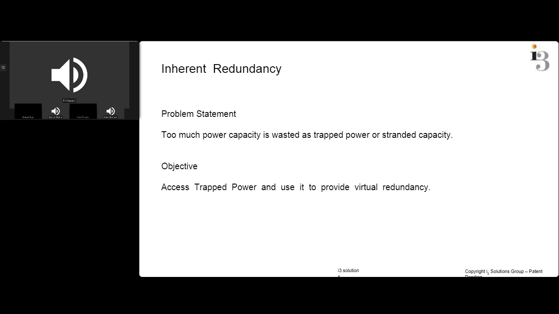Too much power capacity is wasted as trapped power and stranded capacity. It is the scourge of the industry. I think every operator knows this and has been doing their best to try to solve the problem. But when you've got these packets of power, whether stranded in rows or in data halls, or in different ways, so far there hasn't really been a solution to address this.